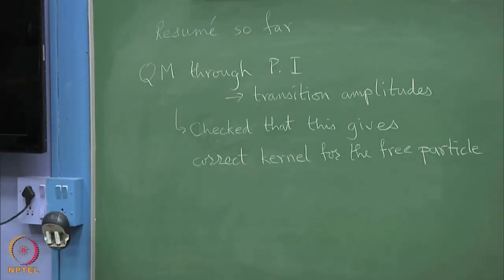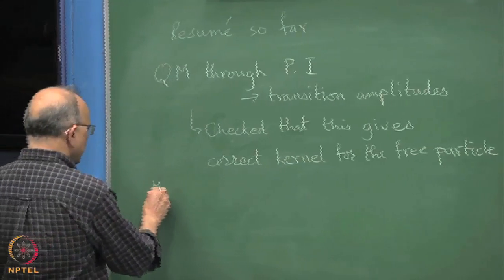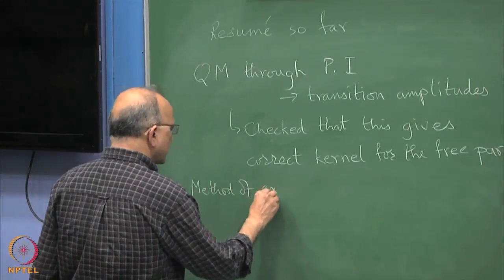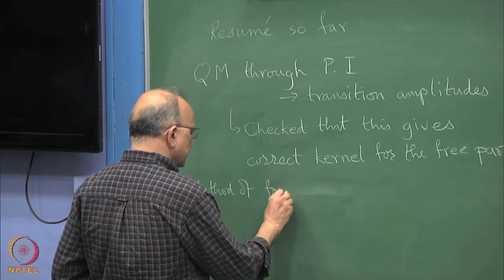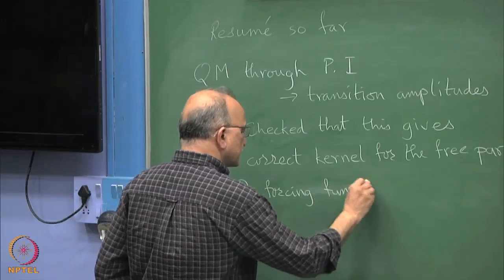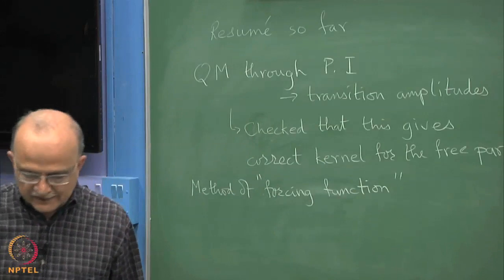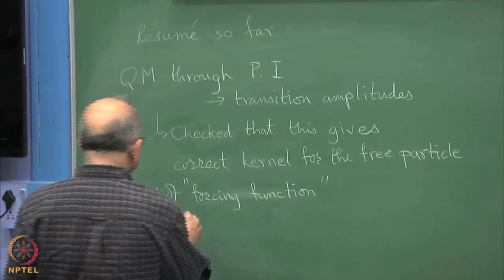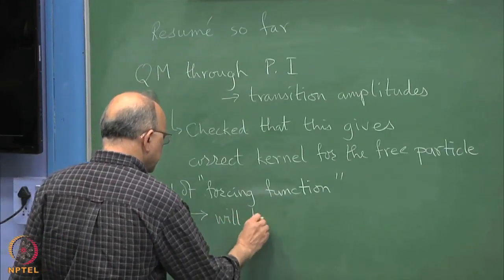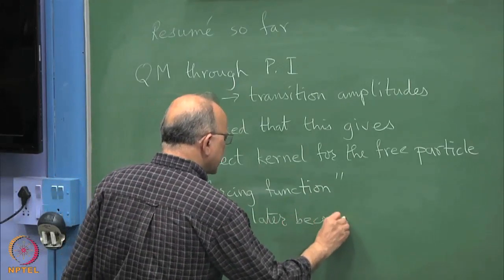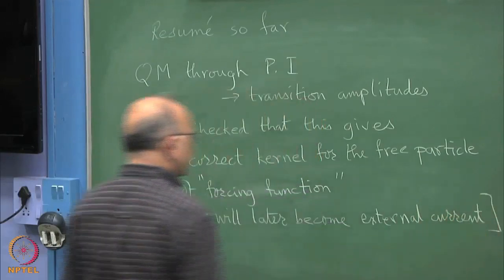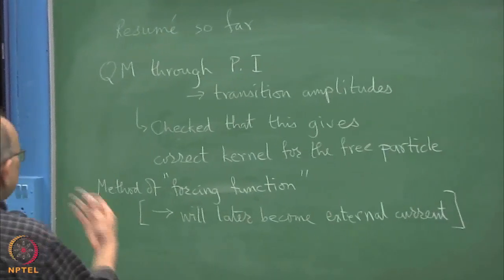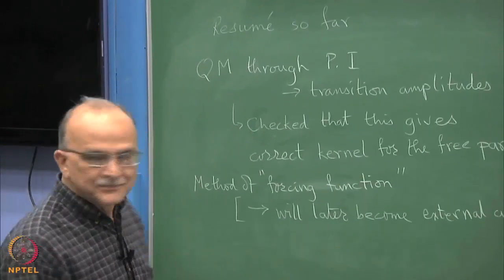Now, from this point on, we introduce this method of external current, or forcing function. And this is a method, there is no real forcing function. So this is a method of forcing function which will later become external current. This is Schwinger's way of thinking of it. We also made a transition from transition amplitude to vacuum amplitude. Okay.